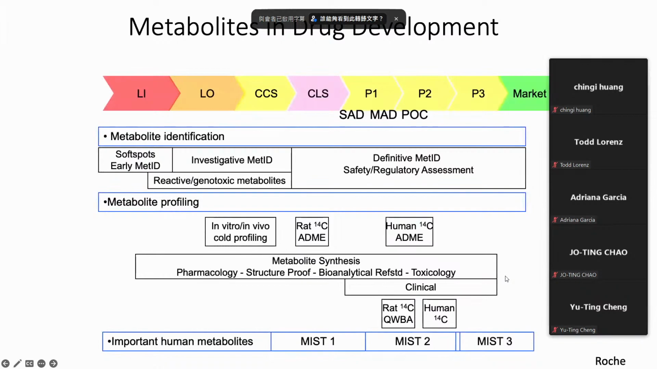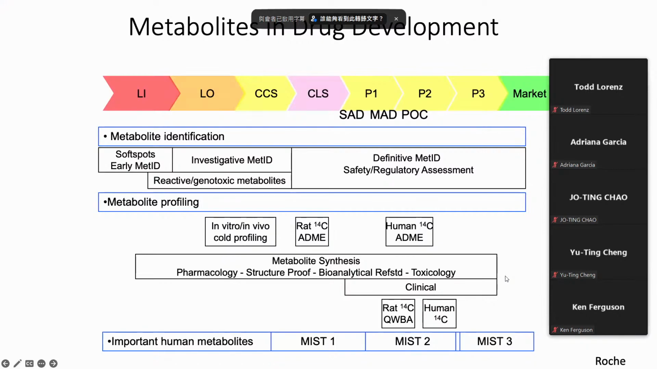So let's concentrate on metabolism. And this is a slide I got from Roche. And all my slides, you'll see a little hint to myself down in the corner where I got the slide from. So this was a timeline chart that we put together back when I was working at Roche in the 2000s. And I don't know if all the acronyms are still in use, but you know, lead identification, lead optimization up through marketing, doing soft spot analysis, investigative metabolite identification, profiling in vitro and in vivo and carbon-14 studies, all the way through clinical and the final carbon-14 study done in man.